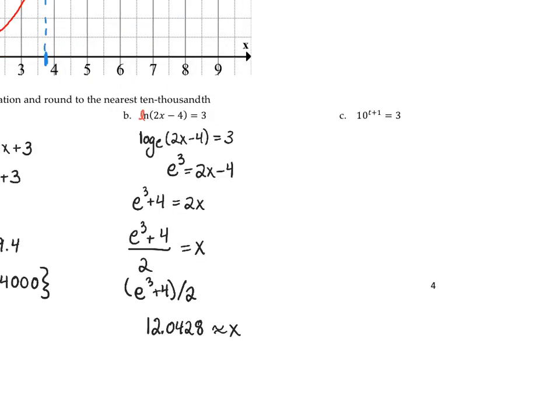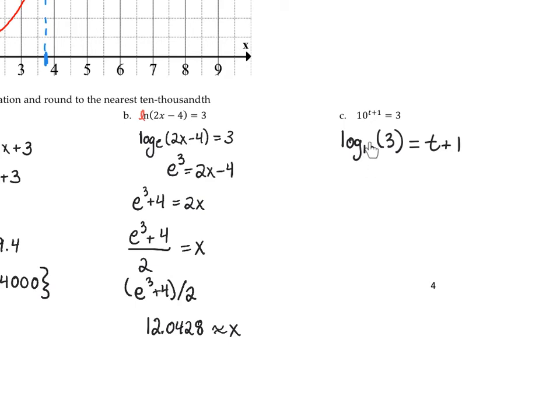Okay, and the last one is not in logarithm form, it is in exponential form. So what we're going to do on this is we're going to go ahead and translate from exponential form instead to logarithm form. So it is going to be a log base 10 of 3 equals t plus 1. So remember, the base of the exponential becomes the base, the answer on the other side becomes the input, and the exponent on the exponential is what goes to the other side.